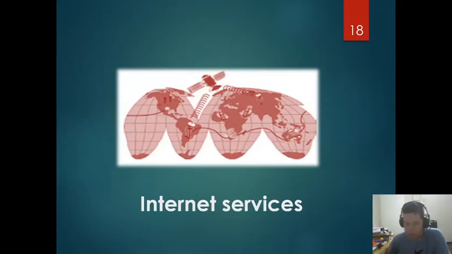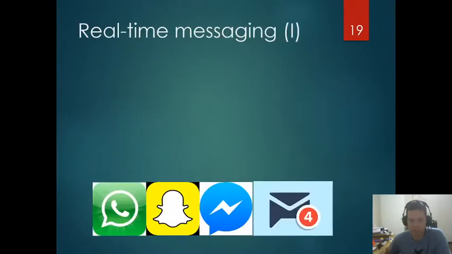Okay, so now we get to what you can actually do online. It will surprise you that it is not only going on YouTube and browsing Instagram that we use the internet. We use it for many other things as well. So the first one is real-time messaging. Real-time messaging is messages that you will receive as soon as they are sent.